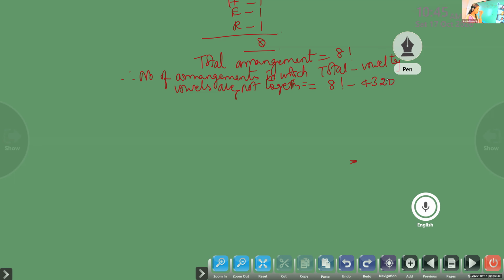Is it okay? A similar question we'll be discussing in the next class. This model of questions are all important questions. You'll get them in section C and D, either 3-mark or 5-mark questions from this.